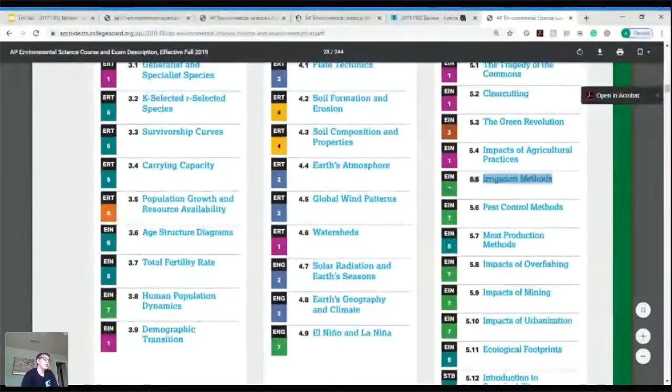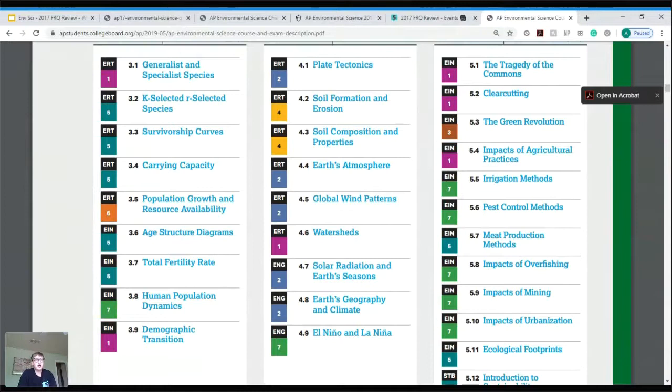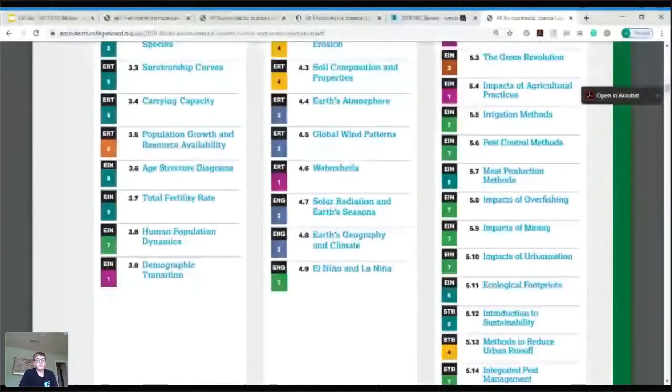So with number 7, you have 2 things about agriculture, irrigation methods, and pest control methods. So they could ask you a propose an environmental solution FRQ about pesticides, integrated pest management, also known as IPM. They could ask you about drip irrigation, no-till agriculture. Those could definitely be topics on your proposed environmental solution FRQ. And agriculture could definitely be a proposed environmental solution FRQ. In my opinion, it's probably going to be an agriculture or human population FRQ. Those are high likelihoods of things that it could be.